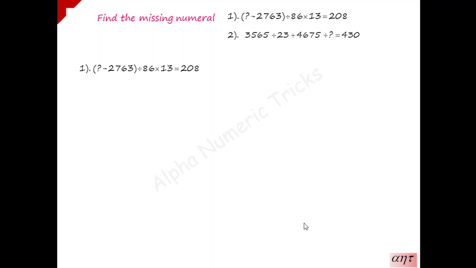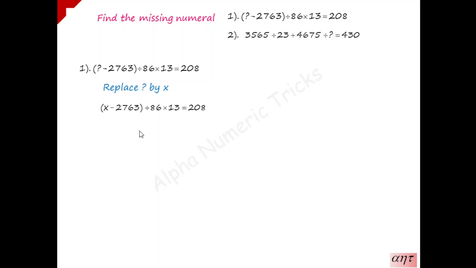First question: we have to find the value of the missing number, the question mark, that is subtracted from 2763, which is in brackets, which is divided by 86 into 13, is equal to 208. Okay, now we replace this question mark by x for our convenience. So your problem becomes (x minus 2763) divided by 86 into 13 is equal to 208.